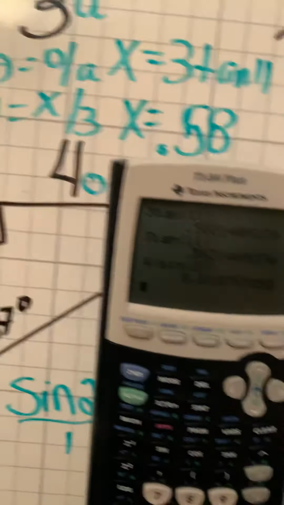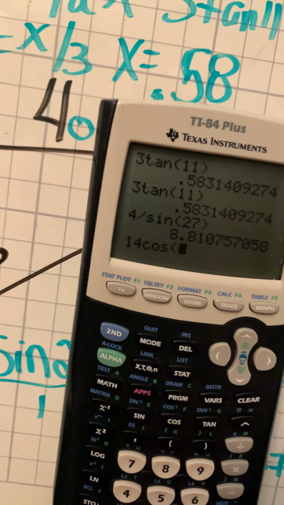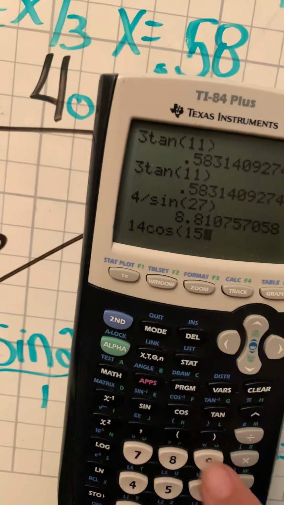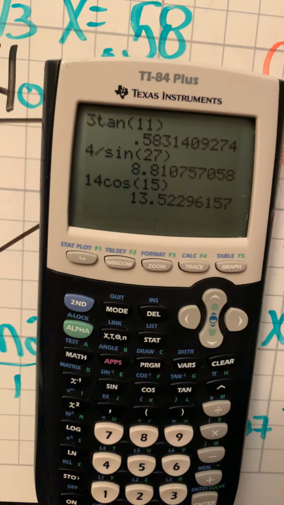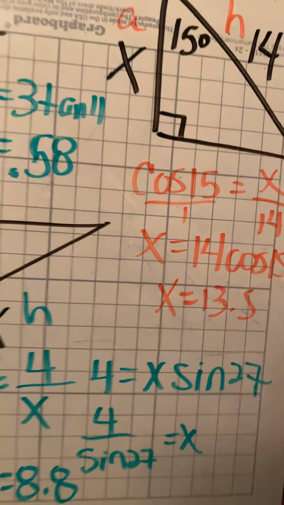Calculator, 14 cosine 15, close parentheses, enter, 13.5. X equals 13.5.